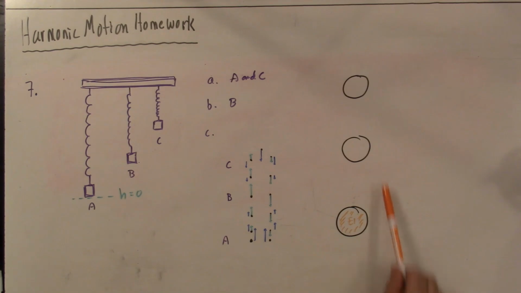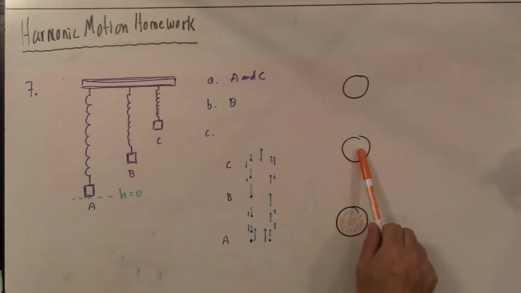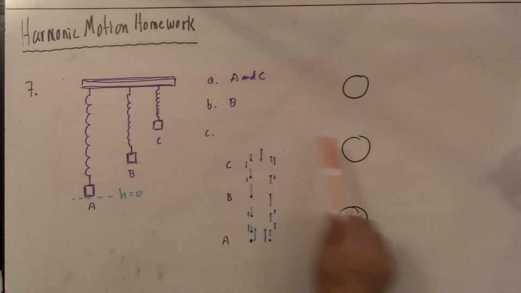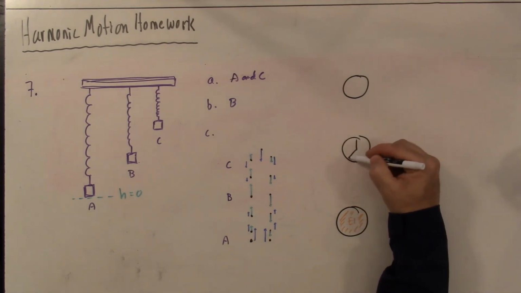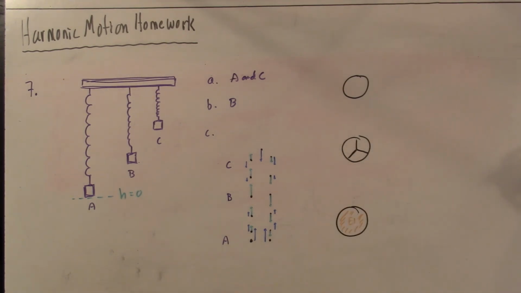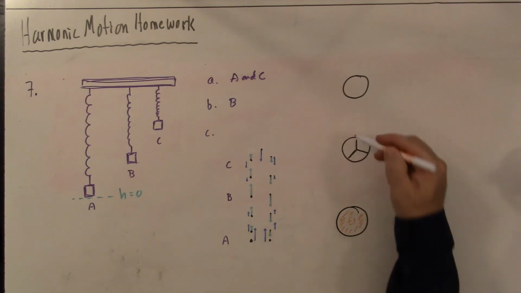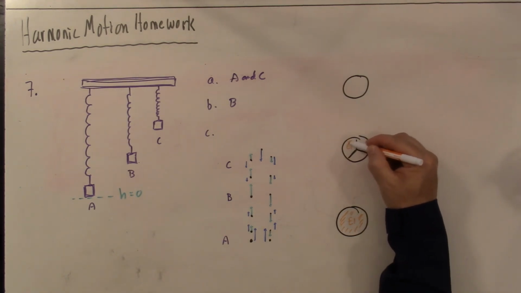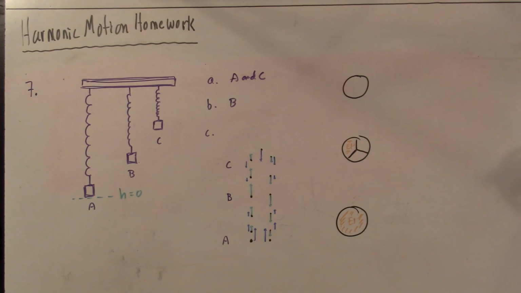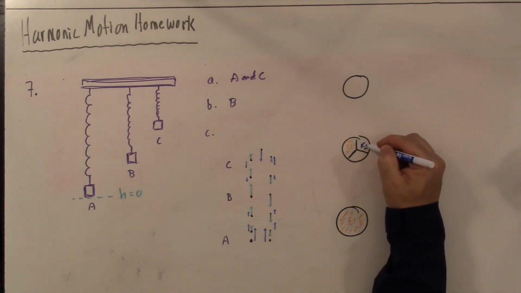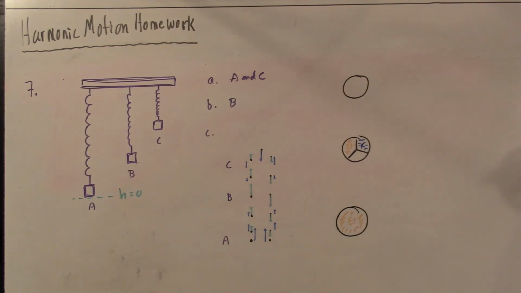In the middle, it's moved up some, so it has some gravitational energy. It's moving fast, so it has some kinetic energy, but the spring is still partially stretched out. So this one has all three. We don't have a way right now to know the proportions of them, so I'll just make them equal so we can see them all. Here's the elastic. Here's the kinetic. And gravitational.